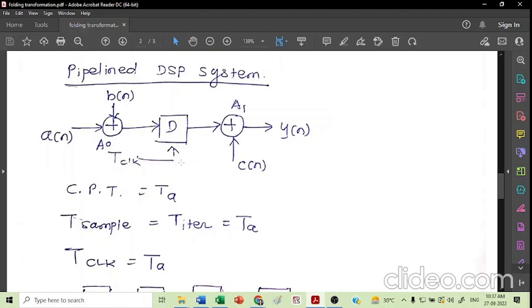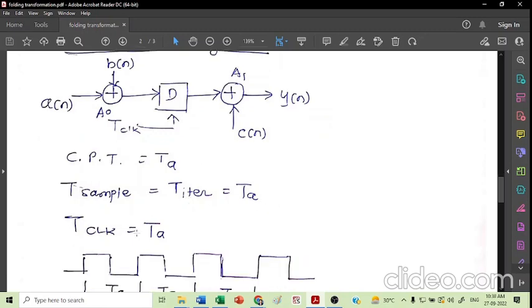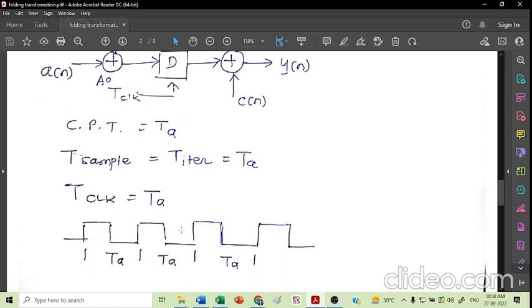Now T clock. T clock is given at the input of this delay element. Critical path time is TA. T sample is equal to T iteration is equal to TA. Therefore, T clock is equal to TA. This is your one clock cycle, and this is the second clock cycle. The first clock cycle is TA, the second clock cycle is TA.